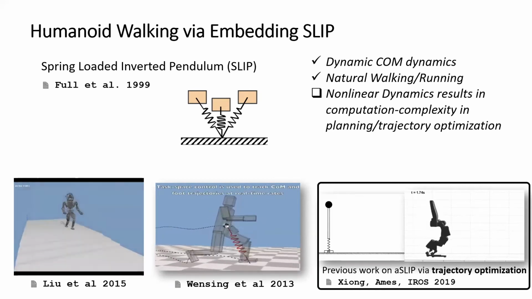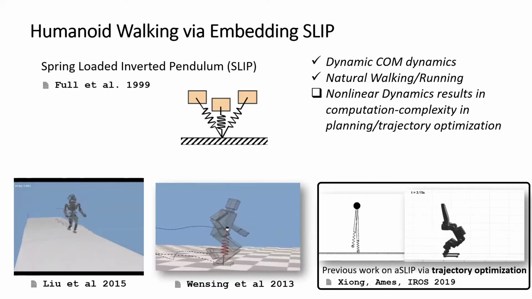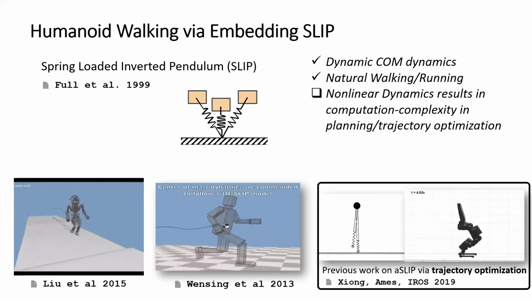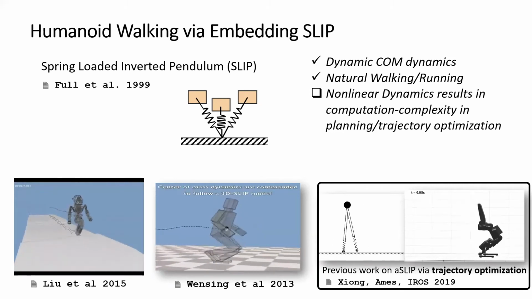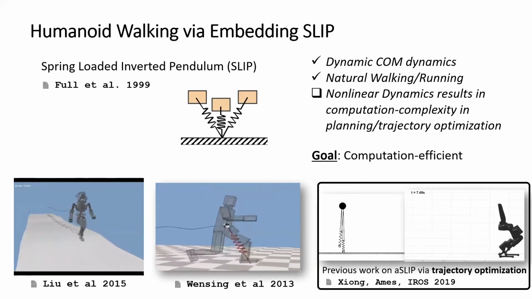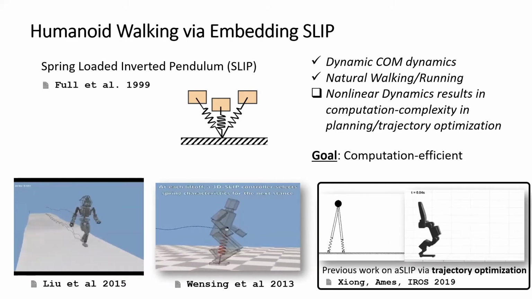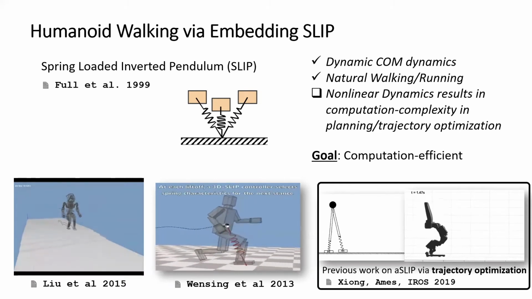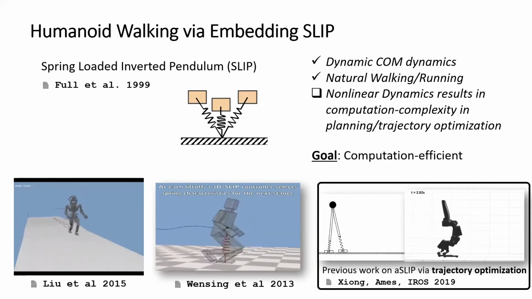However, the nonlinear dynamics can challenge the planning, and the planning is typically computationally complex. Thus, the goal of this paper is to provide a computationally efficient approach to realize dynamic walking with SLIP embedding. The approach we are taking is using stepping, or foot placement in a different term.